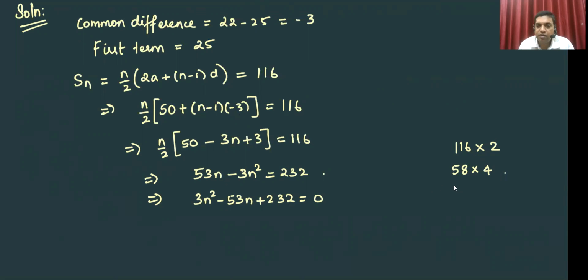We have to factorize 29, not 19, 29. 29 into 8. So 24 and 29. 24 and 29, is it? How do you get? You get 58 into 4 is 232. 29 into 8 is 232.